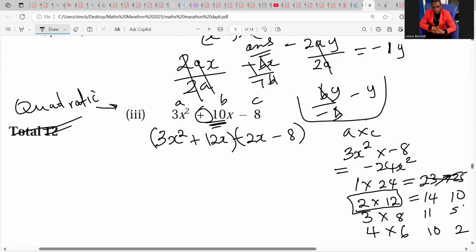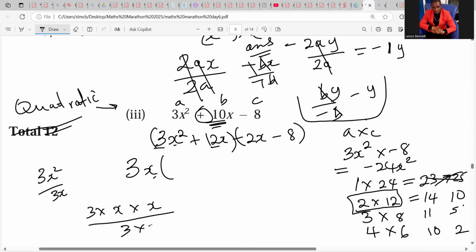I will do the same thing. We take out the highest common factor. What's the highest number that can go into 3 and 12? That's definitely 3. And then x squared and x, so x is common. And then we divide 3x squared by 3x. 3x squared is the same thing as 3 times x, and then we divide by 3 times x. So the 3 will cancel itself, x will cancel itself as well. And of course, now we have 12x divided by 3x. That will leave positive 4.